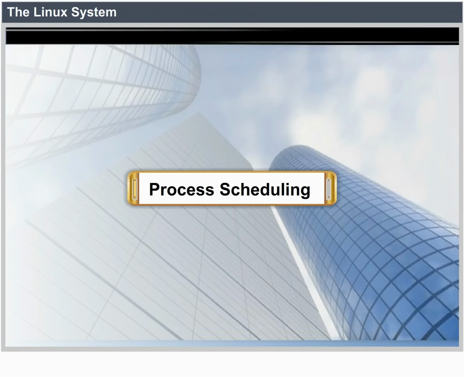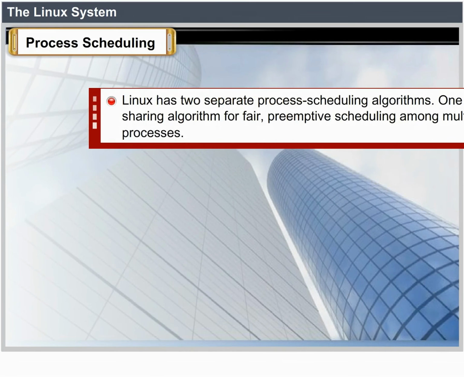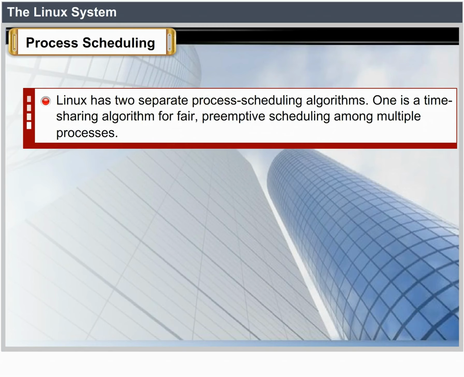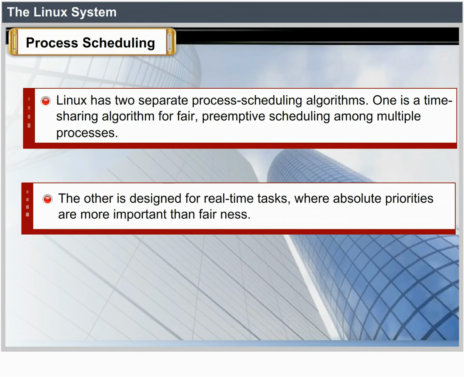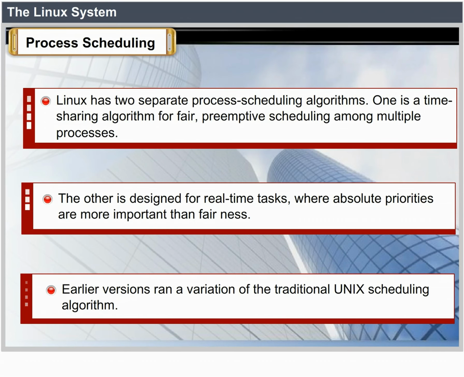Process scheduling. Linux has process scheduling algorithms. One is a time-sharing algorithm for fair, preemptive scheduling among multiple processes. The other is designed for real-time tasks where absolute priorities are more important than fairness. Earlier versions ran a variation of the traditional Unix scheduling algorithm.